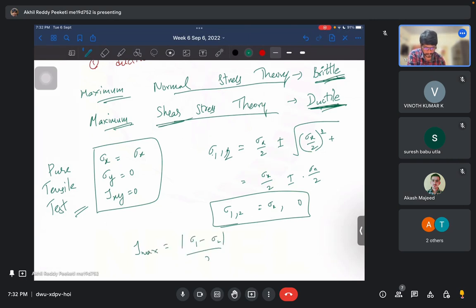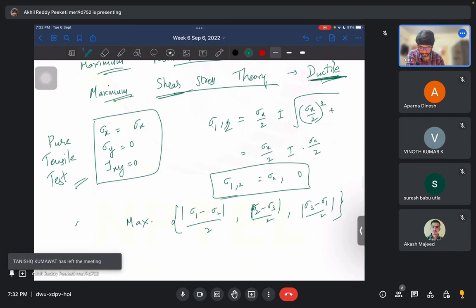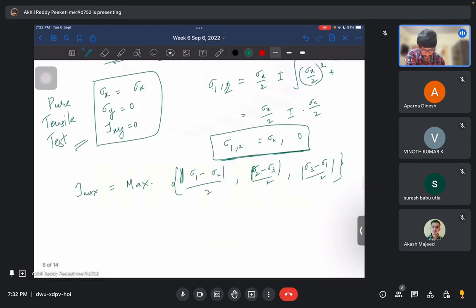So here, in the plane of the sample, sigma x would be there. So that will be the plane in which normal stress would be maximum. But what will be the plane in which shear stress would be the maximum? That would be a 45-degree plane.